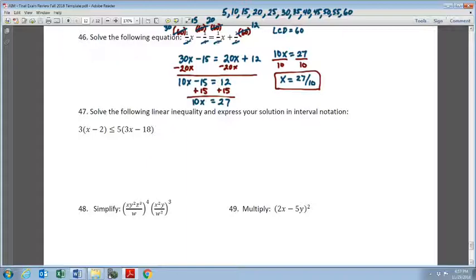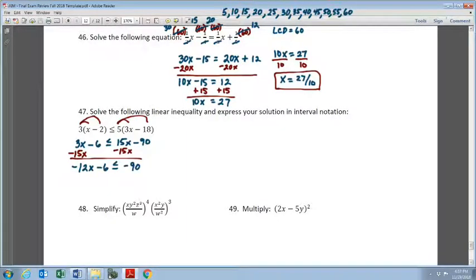So first thing here, we have some simplifying to do. Let's go ahead and distribute here. You get 3x minus 6 on the left, less than or equal to 5 times 3x is 15x, and 5 times a minus 18 is minus 90. It's kind of like what we just did on the previous problem. We're going to need to get x on one side only next. So subtract 15x on both sides. Get negative 12x minus 6 is less than or equal to negative 90.